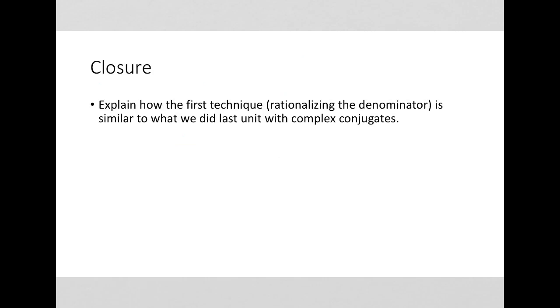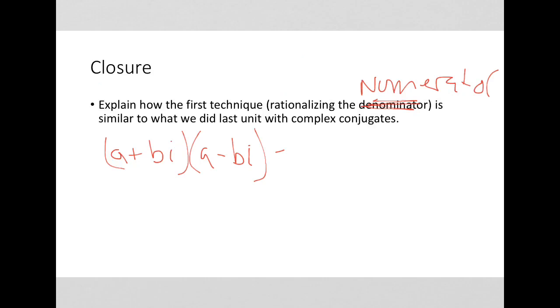So quick closure, explain how the first technique, rationalizing the denominator, that should say actually rationalizing the numerator. How is this similar to what we did with complex conjugates? Well, last unit we used complex conjugates, so if we had a plus bi, we multiplied that by a minus bi to again get a squared minus our second term squared, which was b squared i squared. In that case, we ended up with a squared plus b squared, because i squared is negative 1.